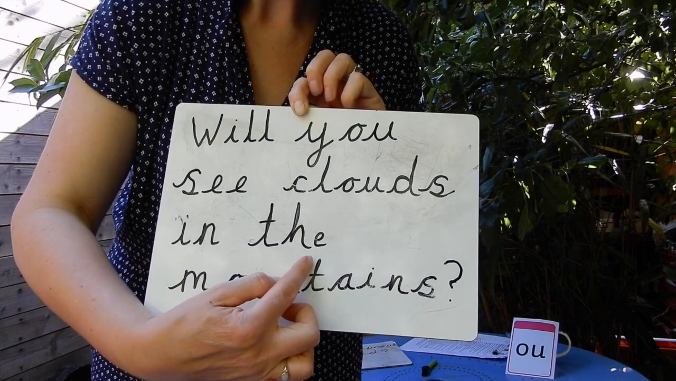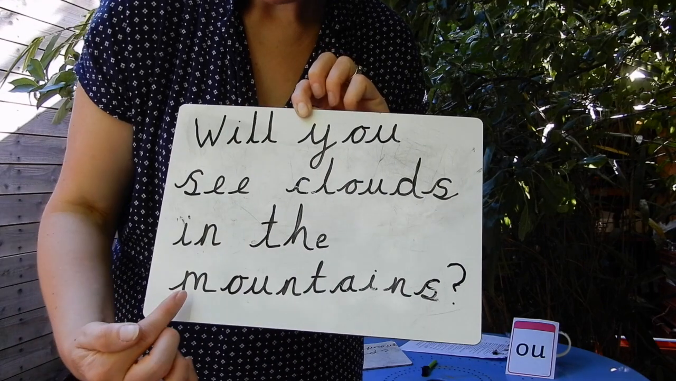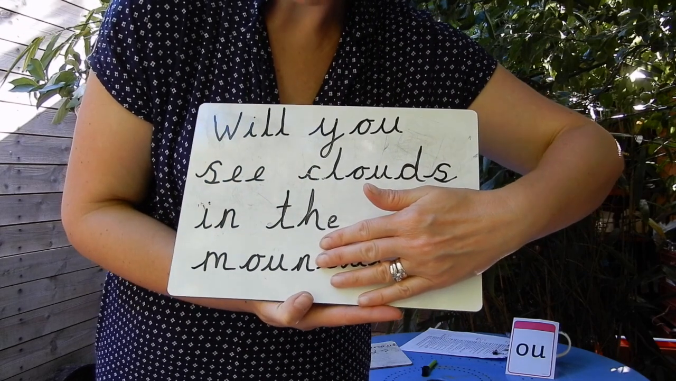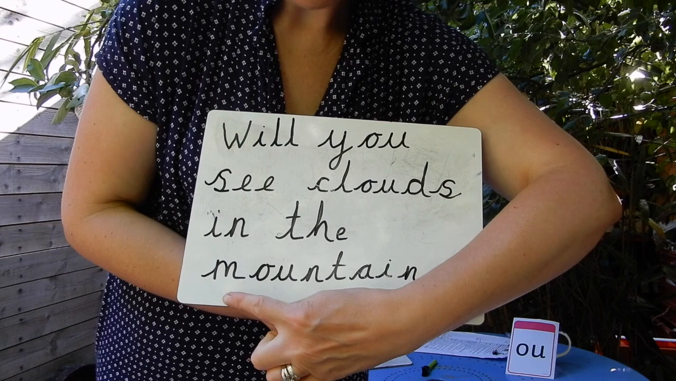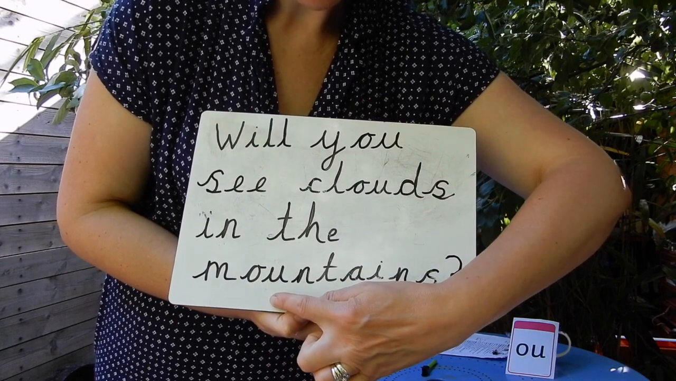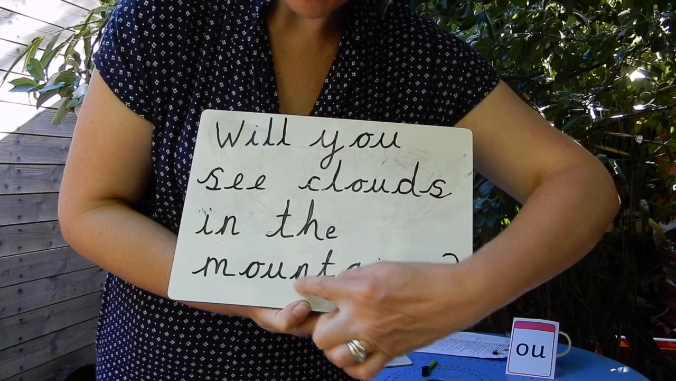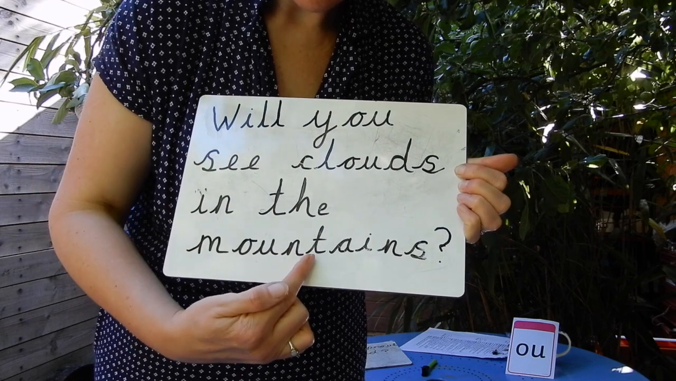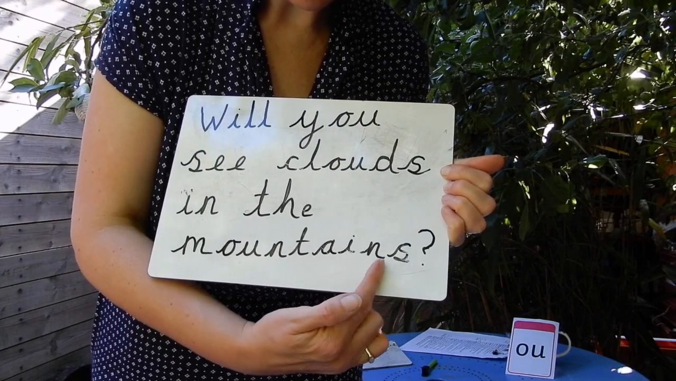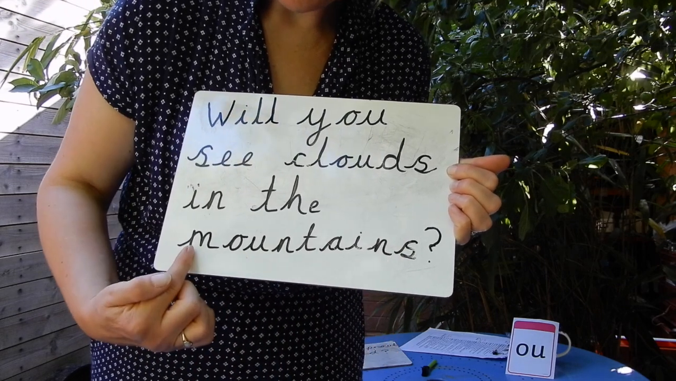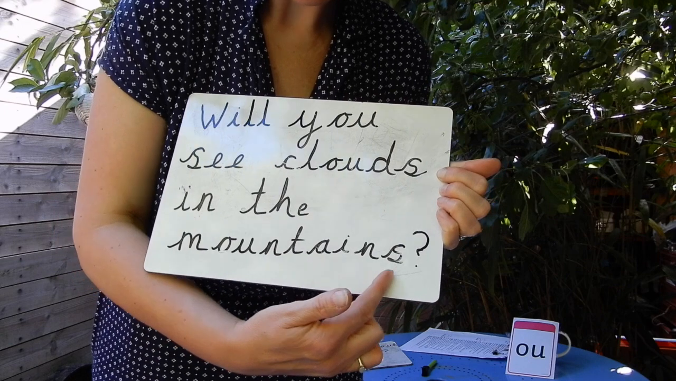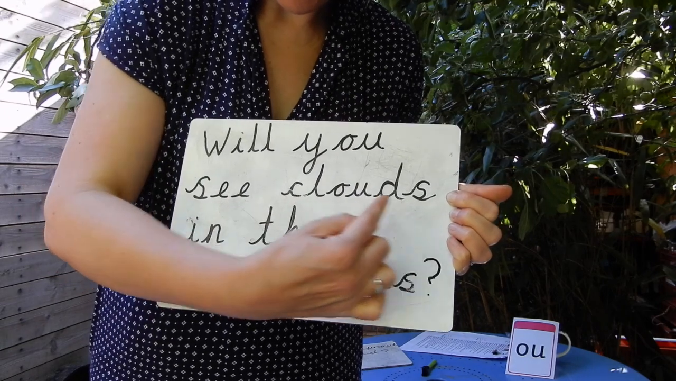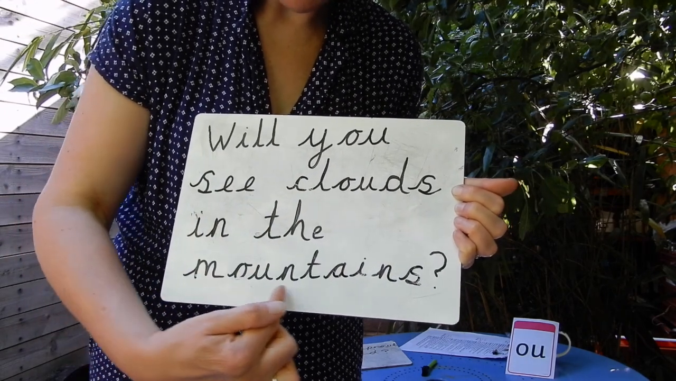in, common exception word we all know. This is a 2-syllable word. Let's tackle the first syllable first. So we've got the sound of the day, which is ow, ow, mown, and then the second syllable, which is from the t onwards, mountains, mountains. Will you see clouds in the mountains?